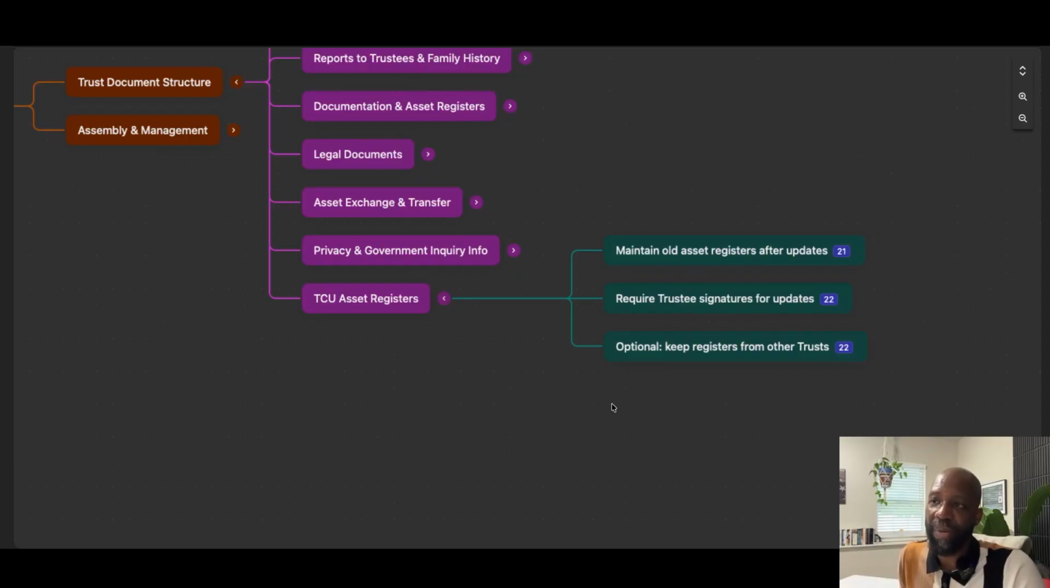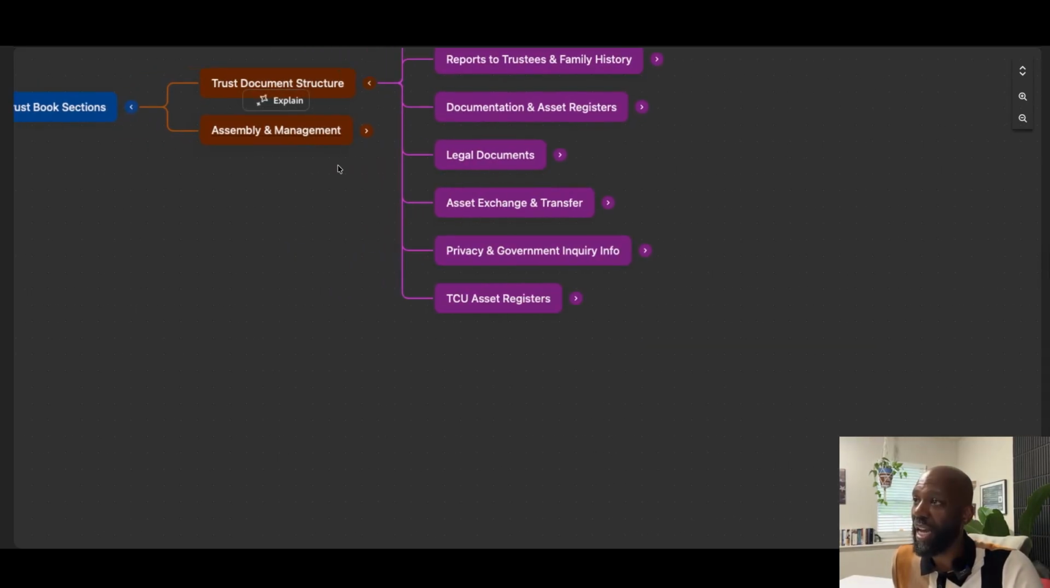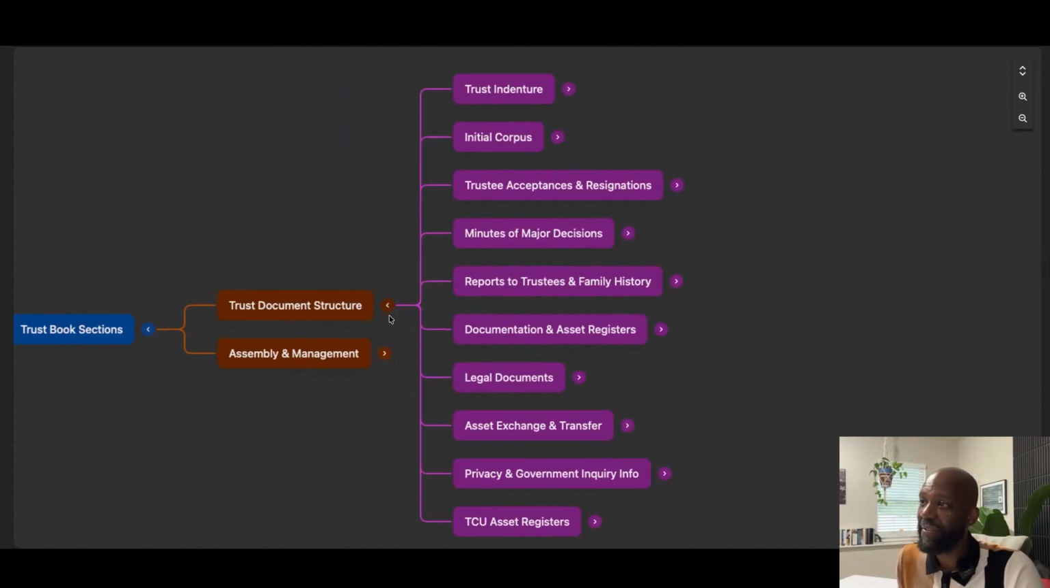Optional, keep registers from other trusts. You can do that. It's up to you. This is your trust book. You decide what goes in the book and what stays out of the book. But you do need to track all of those other trust registers, whether it's in this book or in its own trust book. Okay? So now we got through this first half, right?